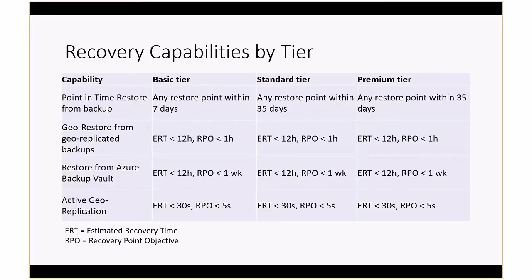So here are the recovery capabilities by tier. They're pretty much identical, with the exception of the basic tier, which only gives you 7 days of point-in-time recovery. So in the basic tier, I can restore, guaranteed, pretty much any point in time within the last 7 days from backup. And in the standard and premium tier, it's 35 days. So that's over a month of point-in-time recovery capability, and that means you can recover any point within those time ranges.